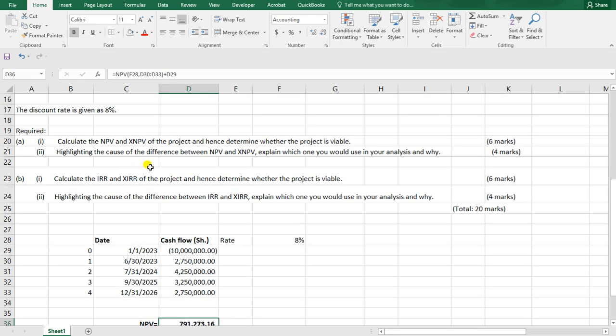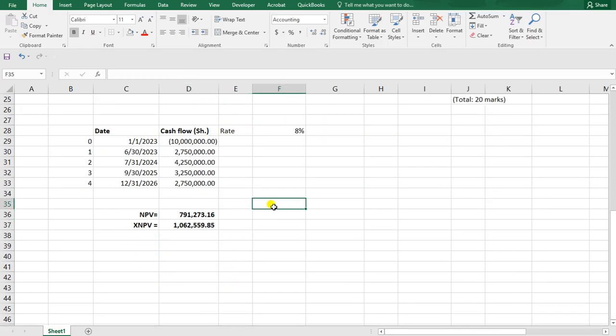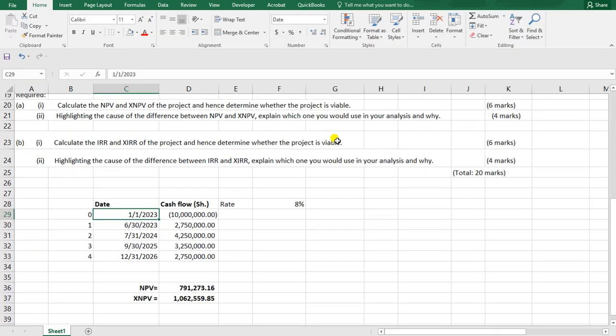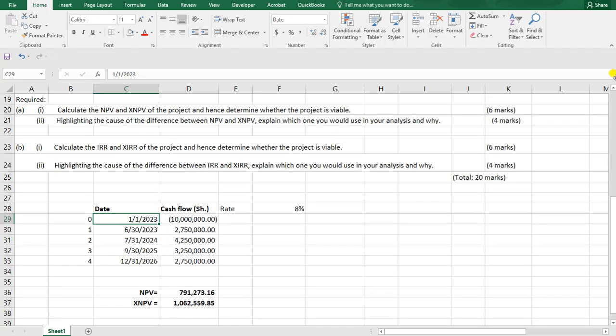Highlighting the cause of the difference between NPV and XNPV, we need to explain which one you'll use in your analysis and why. The cause of the difference is the time factor, where NPV was counting in numerical values 1, 2, 3, 4, whereas XNPV was considering the duration of time. In this case, it is picking the number of days since we placed our initial investment. That's the reason we have the difference. So having that case, you'll be having the 10 marks here, the first bit.